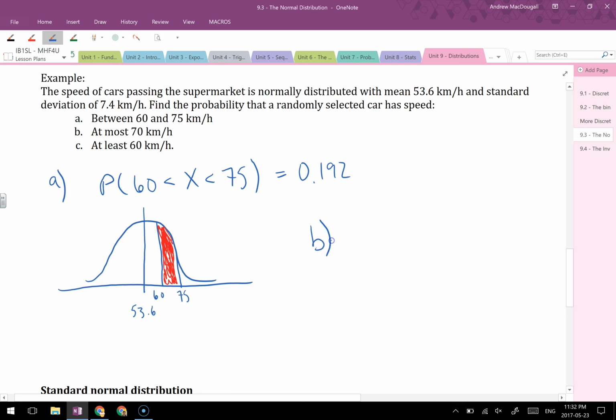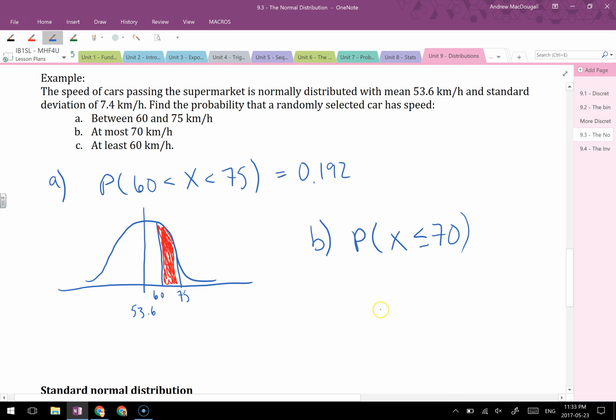Now, I will set up the other one. In part B, it's going at most 70 kilometers per hour. So that means it's going less than or equal to, and less than and less than or equal to are both exactly the same probabilities for a normal distribution, because the probability of having any exact value is actually 0. I can never measure a continuous variable exactly because I'm limited by whatever measuring device I'm using. So for instance, if you ever see an equal sign on a normally distributed data set and you want to find the probability, that's always 0. So less than and less than or equal to are the same.